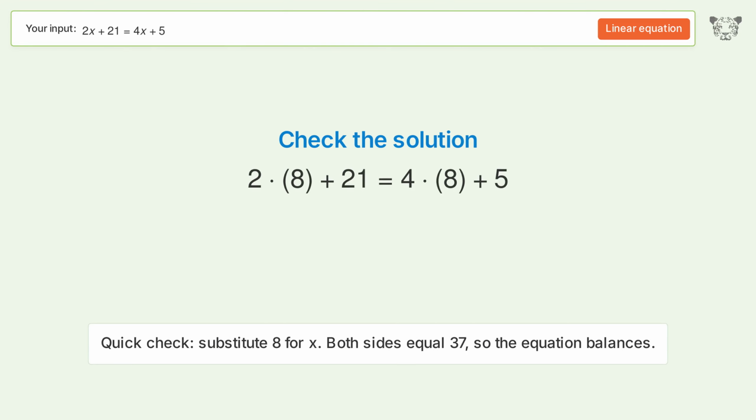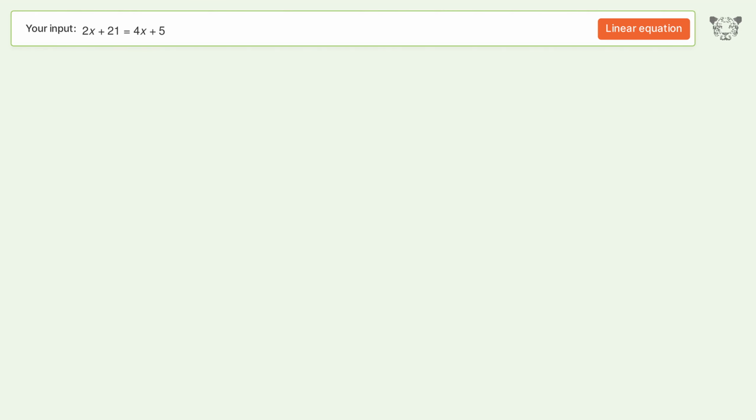Quick check. Substitute 8 for x. Both sides equal 37, so the equation balances. So, x equals 8.